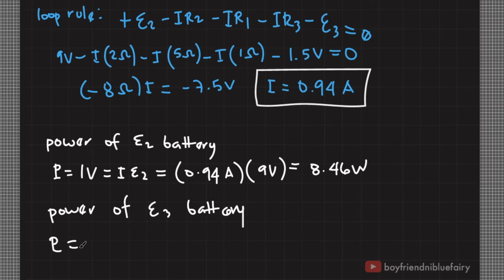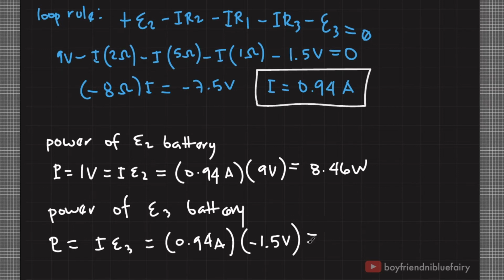Now for the power of the E sub 3 battery, we have P equals I E sub 3, which is equal to 0.94 amperes times, based on the loop rule sign convention, negative 1.5 volts, and we have negative 1.41 watts. Again, this sign convention is based on the fact that our loop enters the positive terminal of our battery and comes out from the negative terminal.